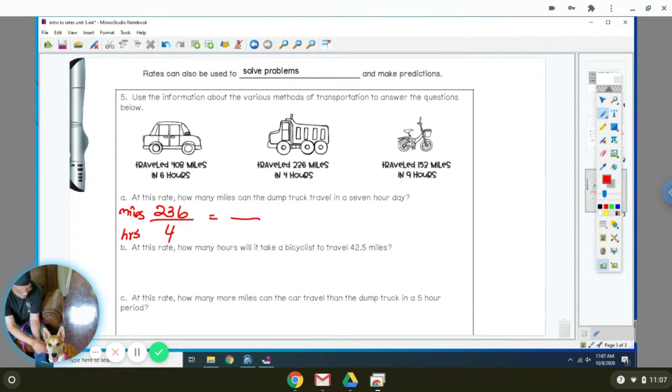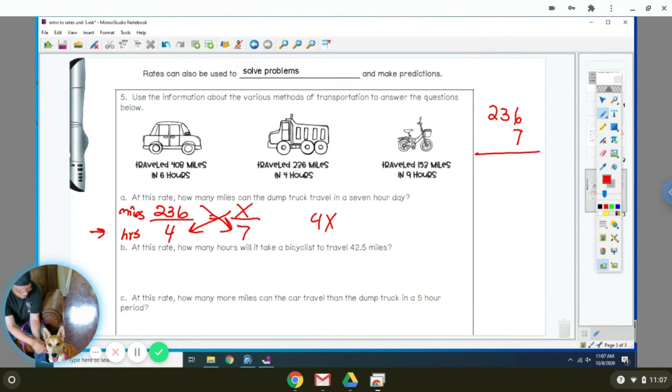do 7 down here. And the reason why I knew to put the 7 on the bottom is because that's where the hours is on the bottom. And I'm trying to find the number of miles you do for those 7 hours. So we're going to solve this proportion by doing our little butterfly. So the x goes to the 4, which is just 4x. And then you're going to do 236 times 7.